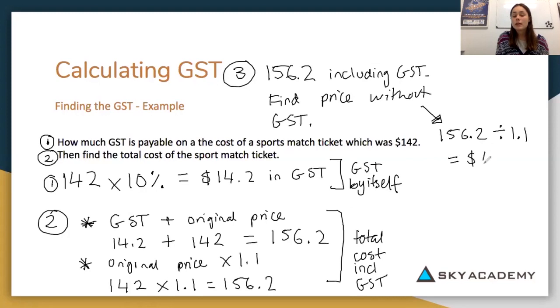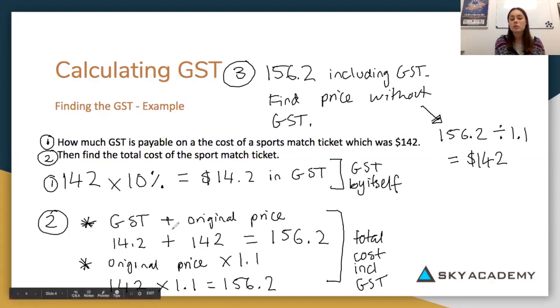So that's essentially the 3 different ways to do questions involving GST. Calculate GST by itself, calculate the total cost including GST, and thirdly, finding the price before GST was added. And just remember that in the second one, where you find the total cost including GST, there's 2 ways to do it.